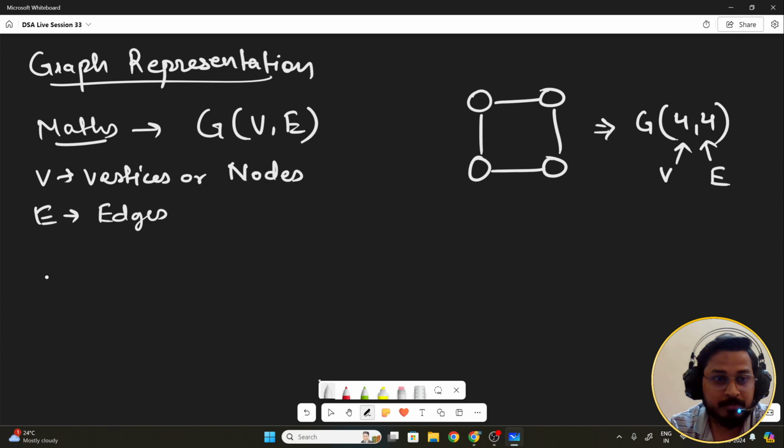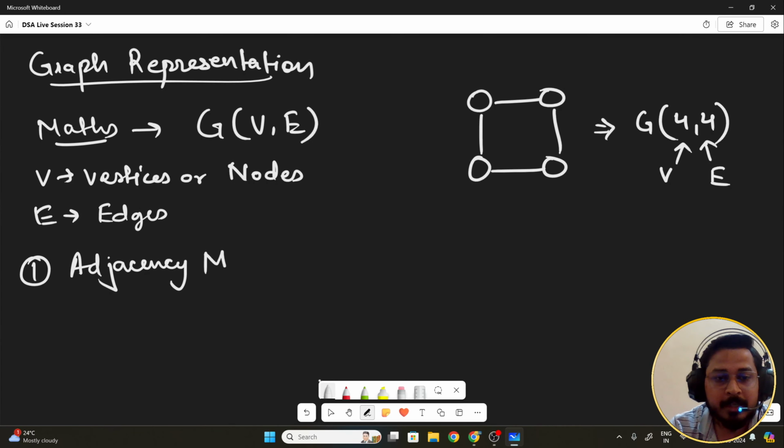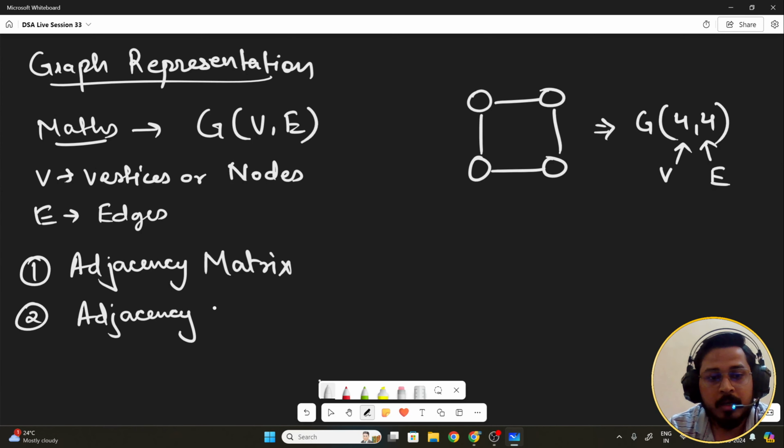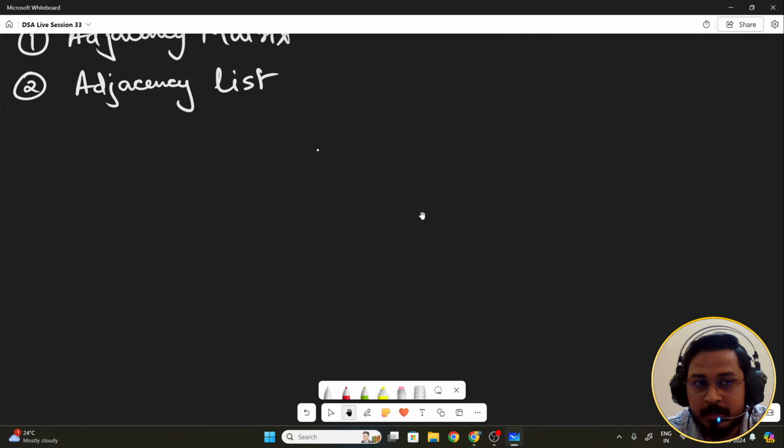But in terms of computer science and in terms of code writing, we represent graphs in two ways. Number one, adjacency matrix. And number two, we call it adjacency list. Let's talk about this, guys. Very important concept of today's class.